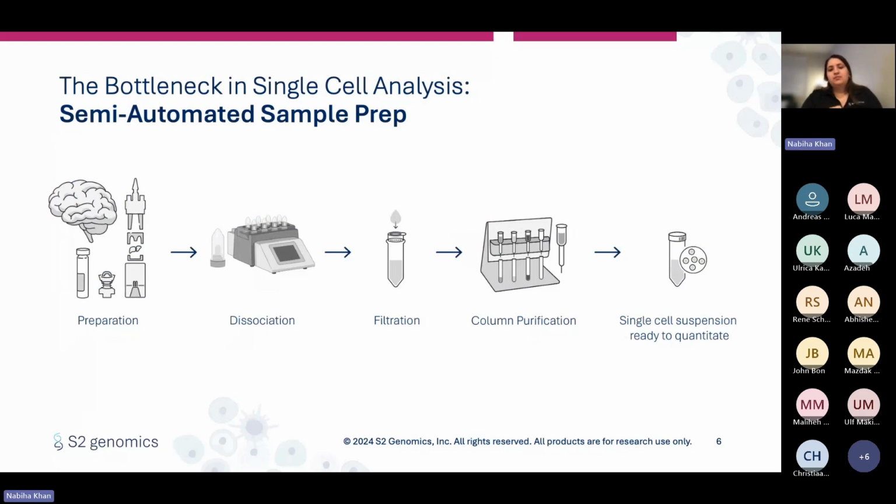Similar to manual sample prep, a semi-automated sample prep process still requires many hands-on steps and is time-consuming. Each step introduces an opportunity for human error, and these debris removal steps remain very cumbersome and can lead to sample loss. These methods are expensive because each step requires supplies from different vendors. Even within a single vendor, complete protocols are usually not available, which means that the researcher still needs to piece together their own protocols. So at S2 Genomics, we recognize the benefit of a complete, streamlined, automated solution.